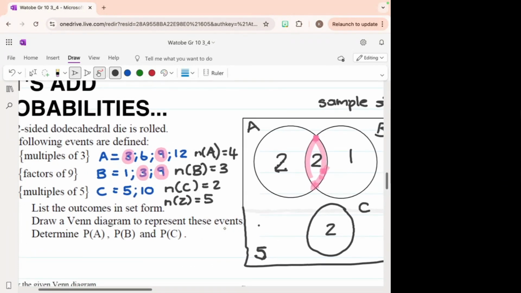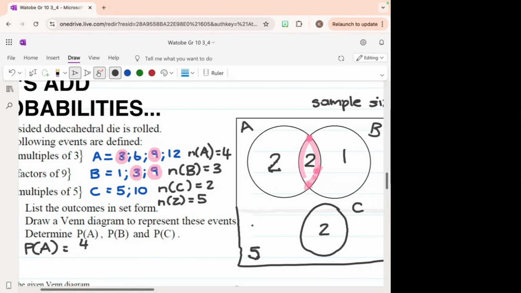Right, let's finish it off. They want to know, what's the probability of A? How many numbers are in A? We had 4 over, how many sides in total there are? 12. Can we simplify that? Yes, we can. We can make it 1 over 3. Do we have to simplify it? No, it's probability, but it is always good practice to simplify your fractions.